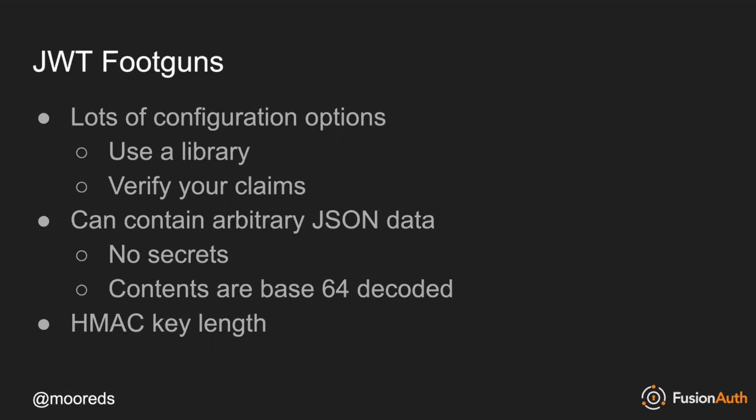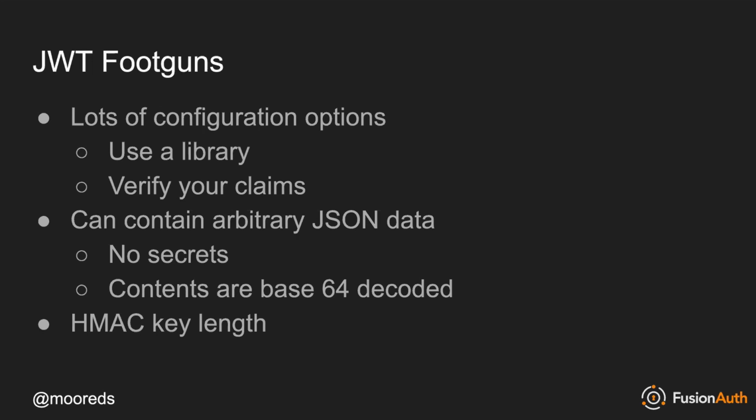JWTs that are signed can contain arbitrary JSON data, but because they're just signed, they're not encrypted, that means that they aren't secret. That means that anybody who gets a hold of them who can Google JWT debugger is going to be able to read the contents of them.